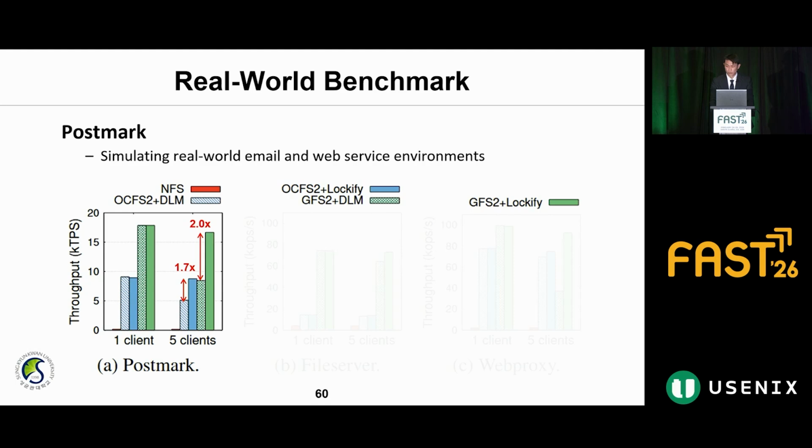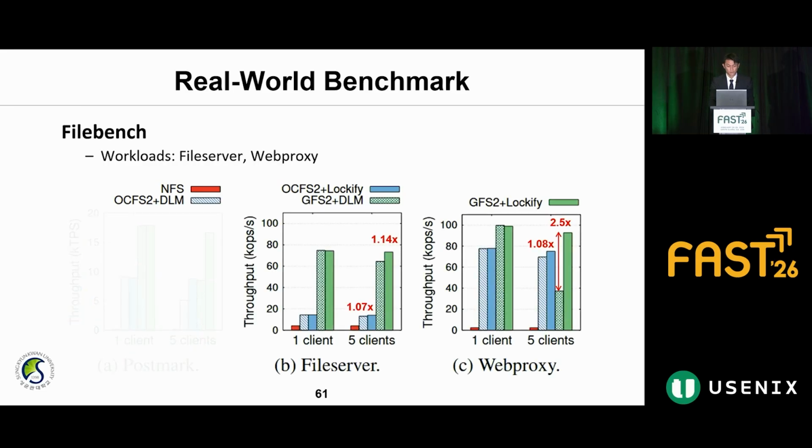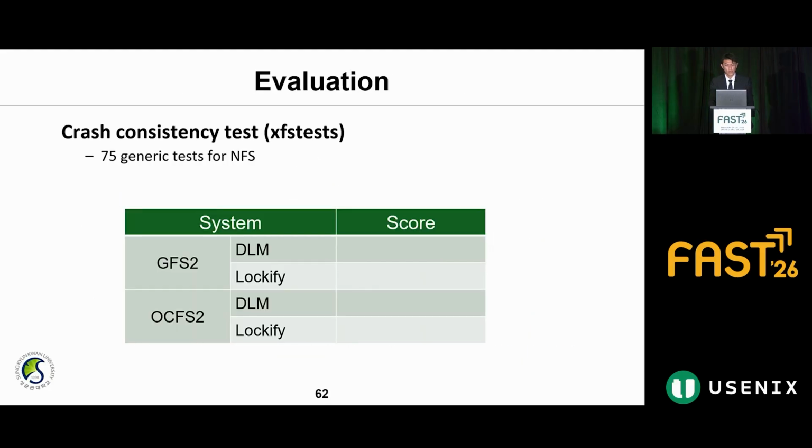And for the real-world benchmarks, we used Postmark, which simulates email and web service, and showed up to 2.0 times better performance. For FileBench, we used file server and web proxy, and got up to 2.5 times better performance. We also verified consistency using a crash test, and Lockify scored the same level as DRM, showing there is no negative impact on consistency.